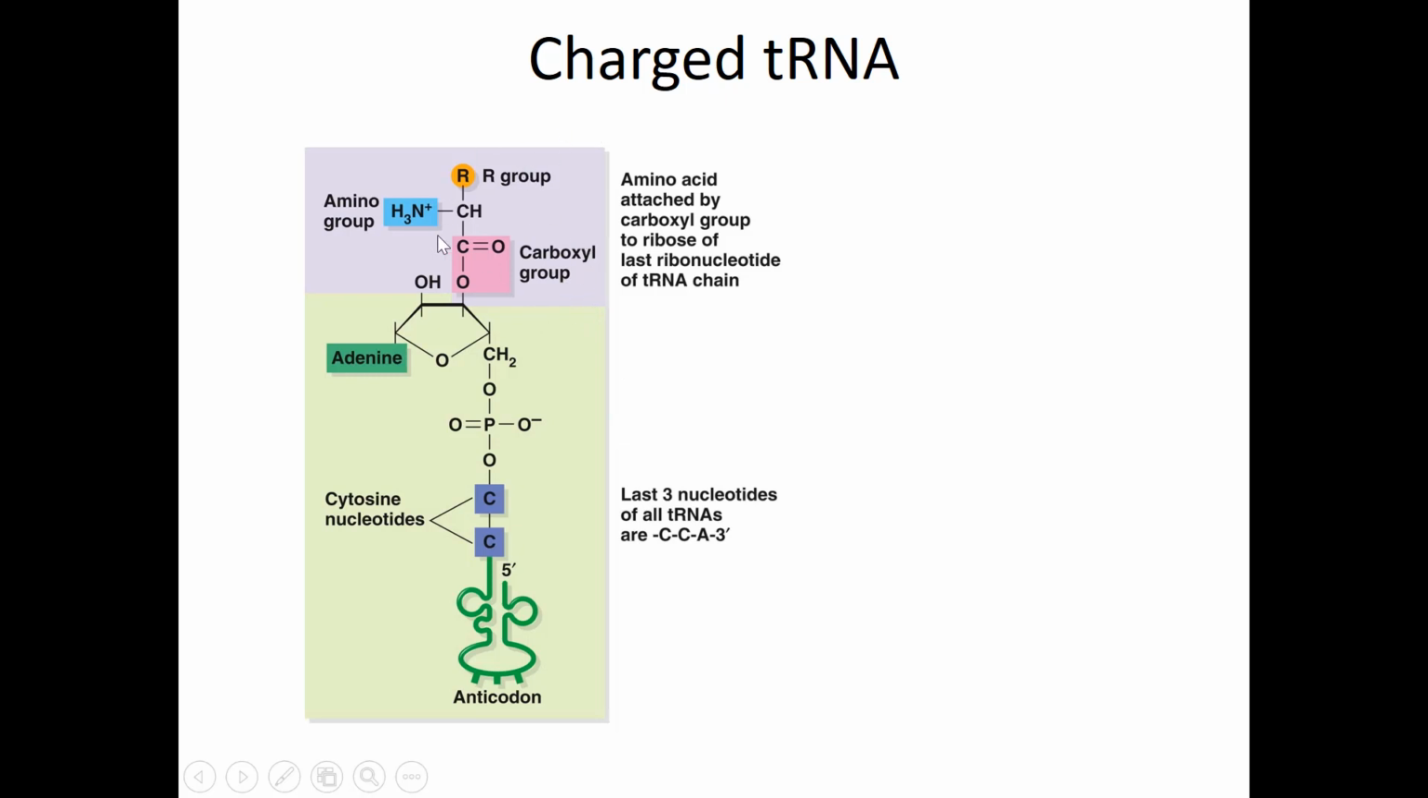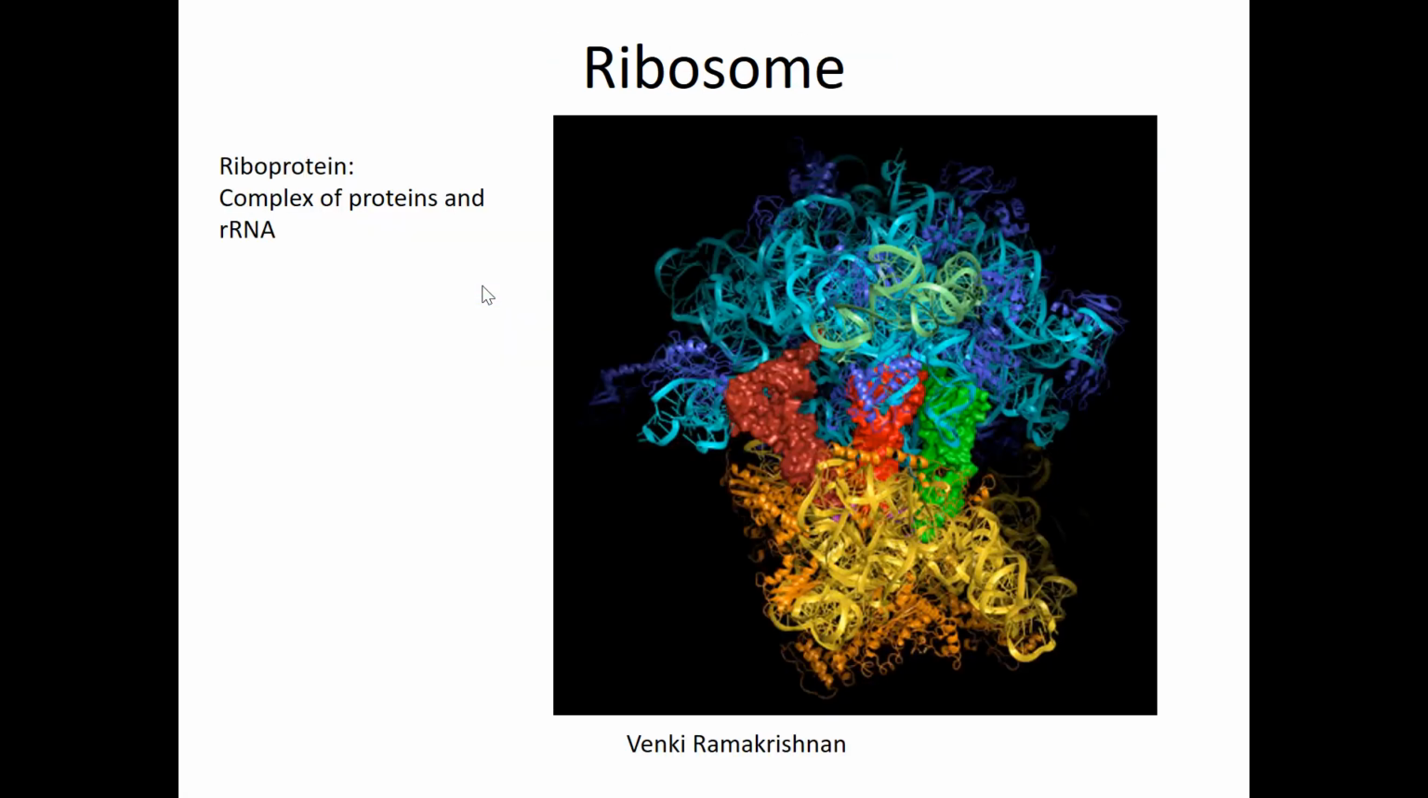Here's your amino acid here. Here's this R group, which is a variable portion of the amino acid. And you can see here's our tRNA. Here's a ribonucleotide with adenine attached backwards to this complex, and then that's where the tRNA gets charged, adding the amino acid.